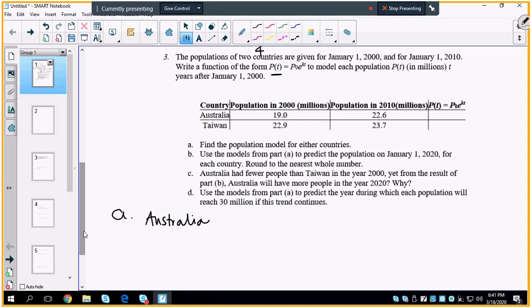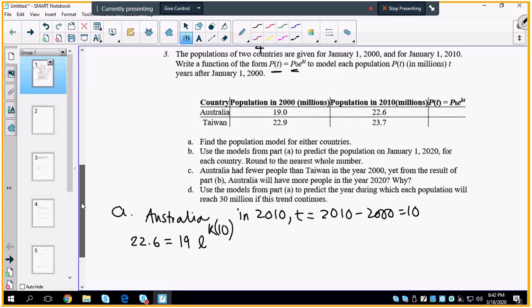So let's do it in 2010. In 2010, the final population for Australia is 22.6. And the initial population in 2000 is 19. That's your P naught, the initial population. It's 19 million times e to the power kt. Well, what is t in 2010? It's the years after 2000, so that is 10. So I'm going to use 10 for t.